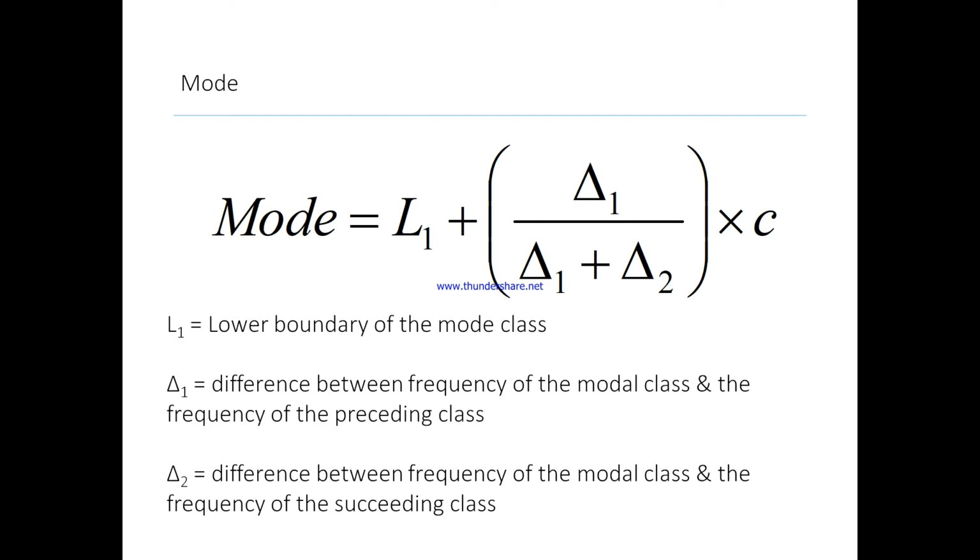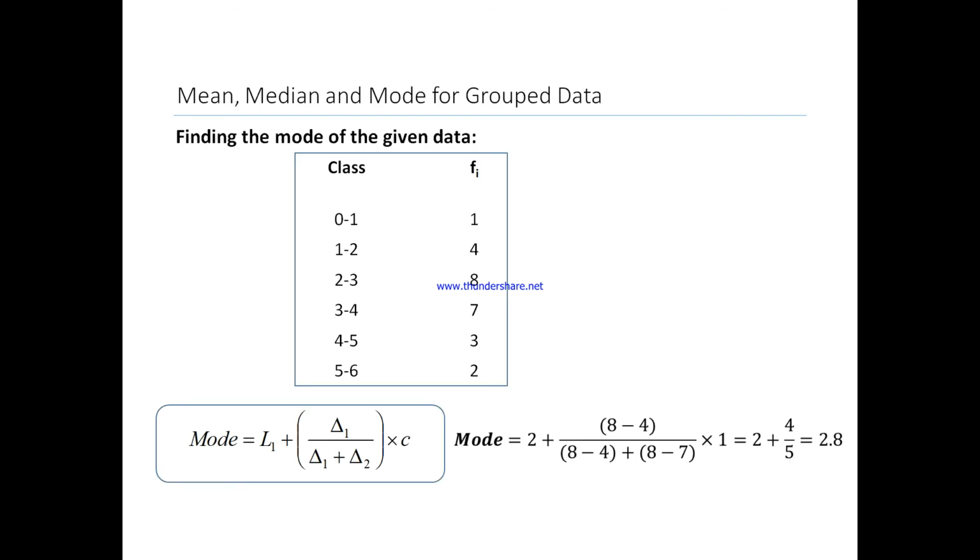So this is the equation you can use. You can see, just as the median, we have L1 and we have C. Same thing, L1 is the lower boundary and C is the width of the class. Only the difference is here you have delta 1 and delta 2. You have delta 1 in the numerator and delta 1 and delta 2 in the denominator. This one also I will explain with the example.